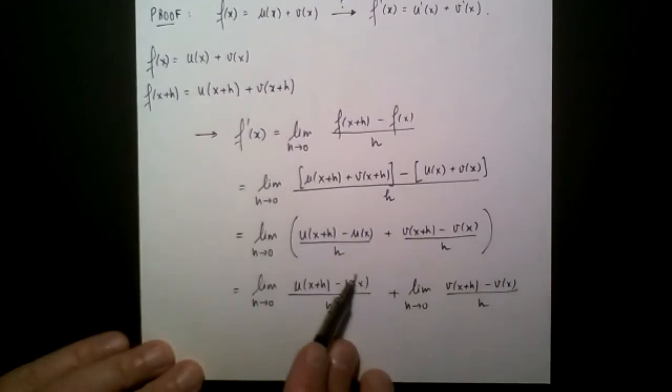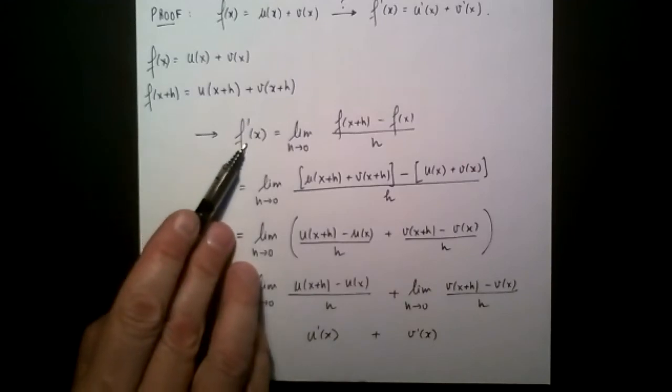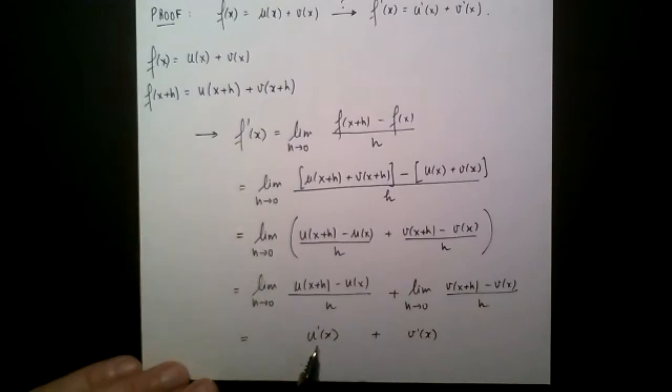Okay, do you recognize this? This is exactly u'(x) plus, and this is exactly v'(x), the definition of the derivative. And so I showed that f'(x) is u'(x) plus v'(x). Done. Every time you finish a proof, you put a little black box here to show that the proof is over.